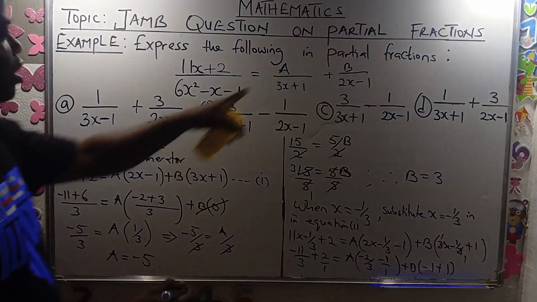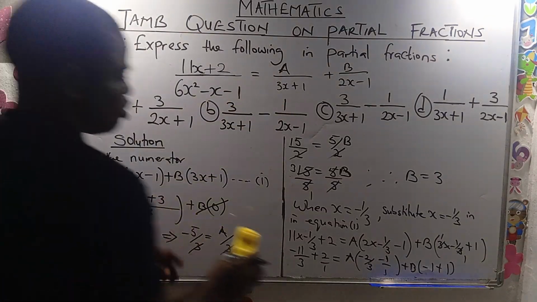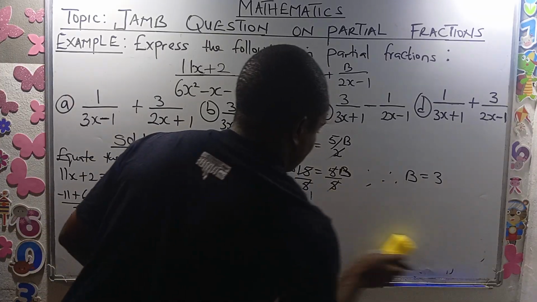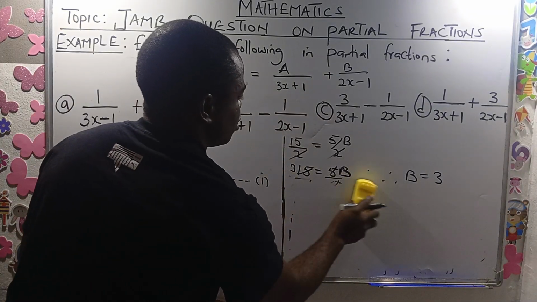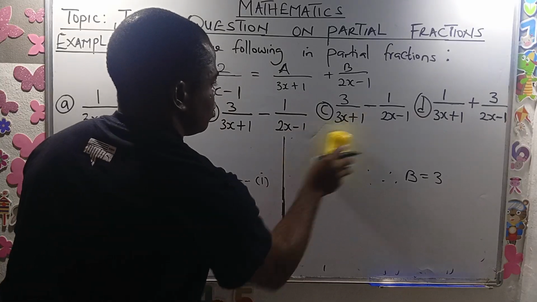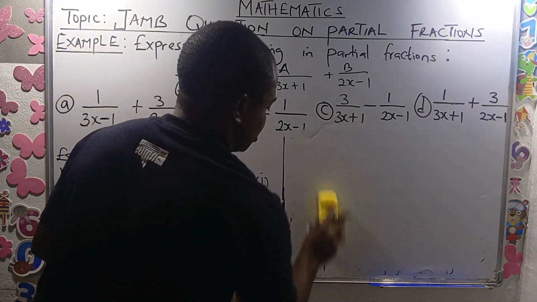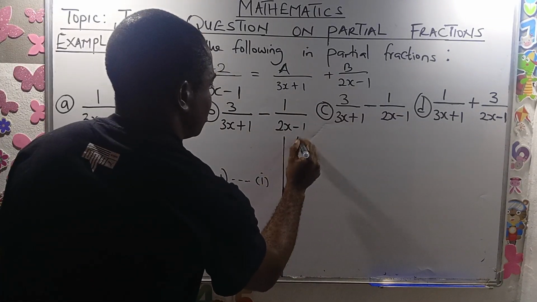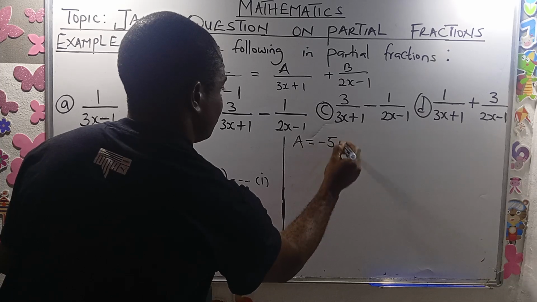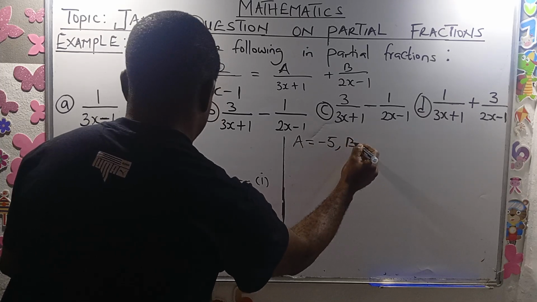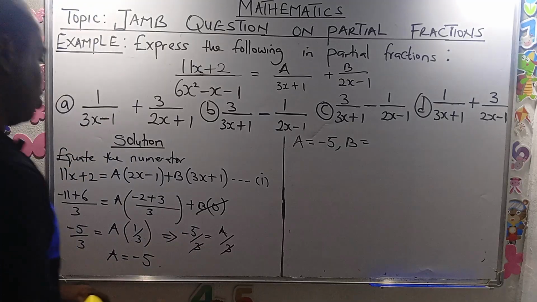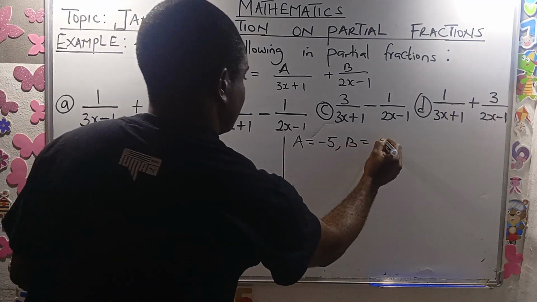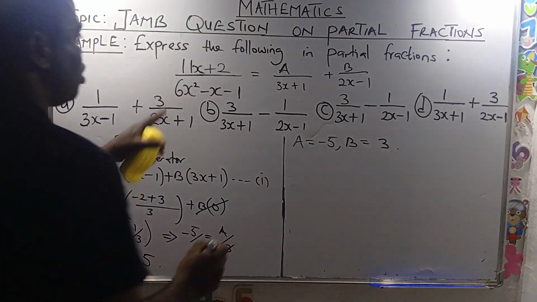You now substitute back in this equation. Substitute back. When you substitute back, you have your B now. You have your A. Our final answer, we have your A to be minus 5. You have your B to be 3. Okay, you now substitute back in the equation.